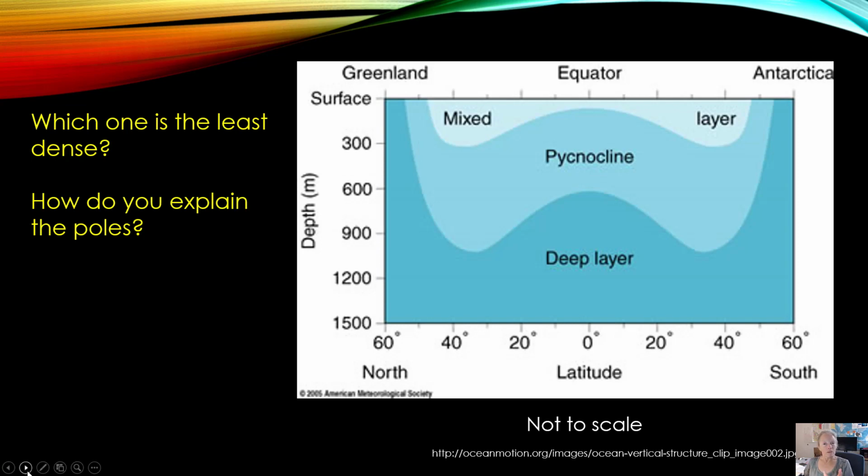Now, of course, this should be an easy question that you shouldn't have much problem answering. Which of these three layers is going to be the least dense? The one floating on top, right? The mixed layer. And how do you explain the poles? Why don't they have a surface and a pycnocline? Well, keep that question in mind, because you probably can't answer it yet. You don't know that much about the layers. That's the kind of question that could show up on a test in some form or another. But if you have it in mind, you know what you're looking for as I talk.